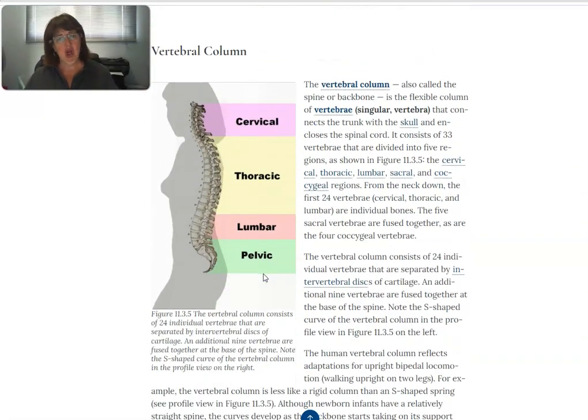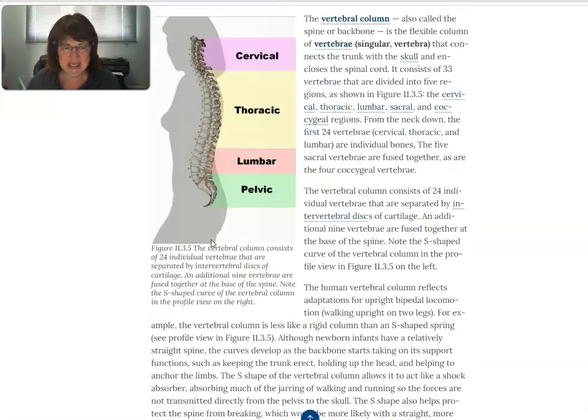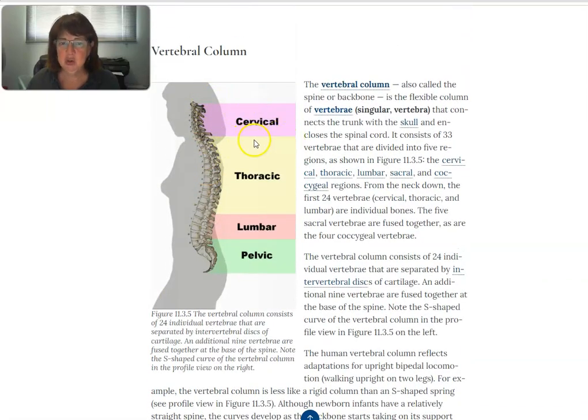The vertebral column is divided into 4 sections. The cervical, which has 7, the thoracic, which has 12 vertebrae, the lumbar, which has 5 vertebrae, and the pelvic area, which is the sacrum and the coccyx, which are fused together. So in total, there's 24 vertebrae, and in between, there's an intervertebral disc. You do need to know each of the regions in order and how many bones are attached to it.